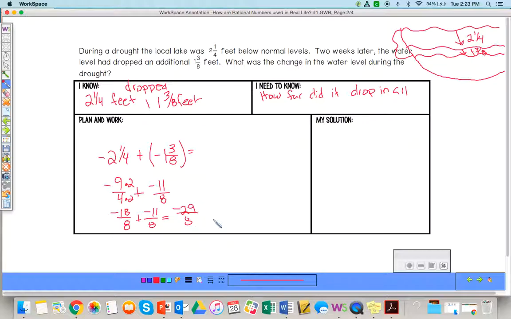Over 8, we just bring our denominator over. 8 can go into 29 3 times, and there will be 5 left over. Okay, this was negative though, so we need to make sure we bring our negative sign over. So our solution is negative 3 5/8 feet.